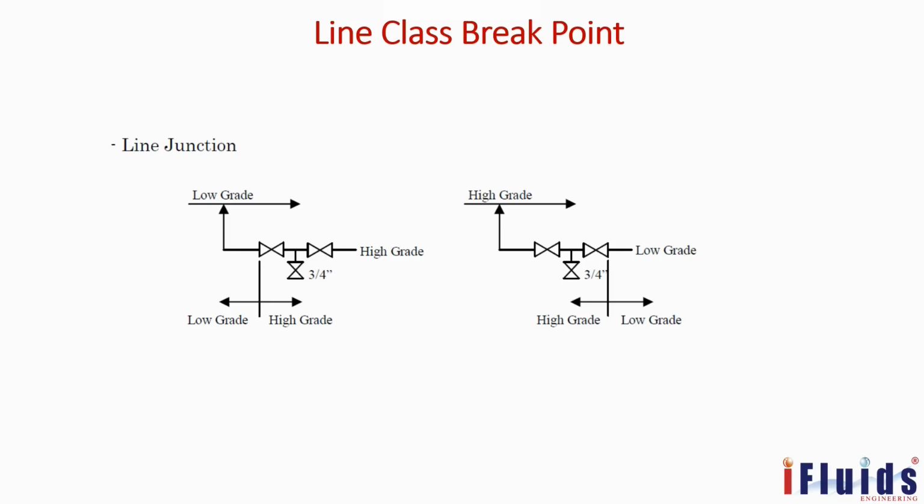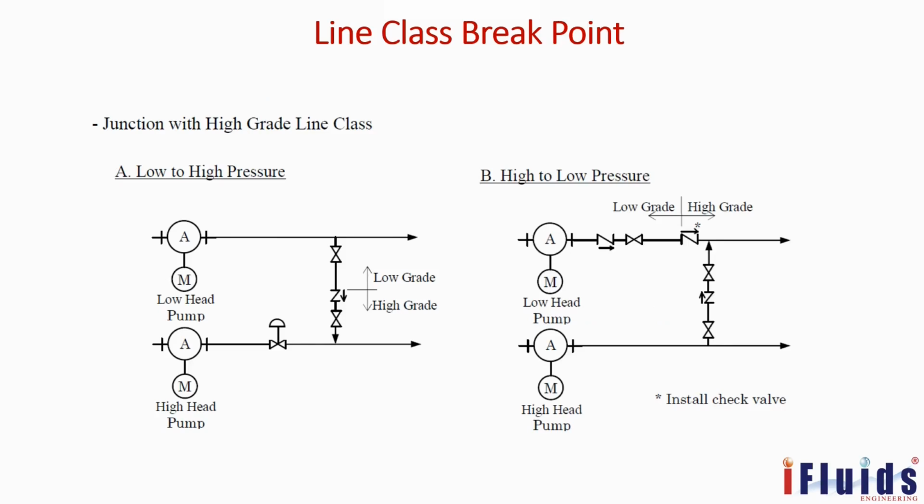This is another line junction. If there is one main stream line going and you are going to put a junction, we have to keep the line breaking like that only, low grade and high grade. In this also you notice all the valves are inside the high grade only. Then this is another, low to high pressure and high to low pressure. It is a similar way, but we have to keep NRVs. In low to high we keep one NRV. In high to low pressure we keep two NRVs, non-return valves, check valves.